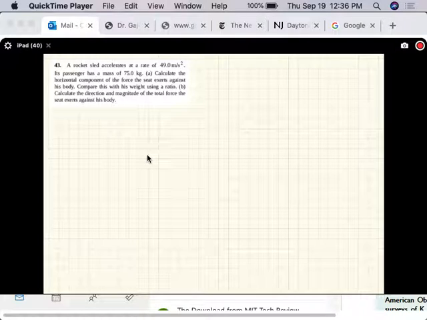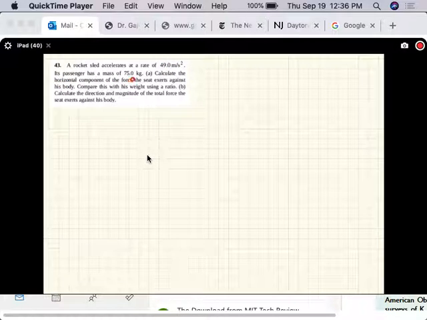Okay, so this problem says a rocket sled accelerates at a rate of 49 meters per second squared. When you look at these numbers, you want to get used to seeing how many G's that is. Divided by 10, so that's 50 divided by 10, that's 5 G's. So this rocket is applying a force of 5 times the weight of the sled.